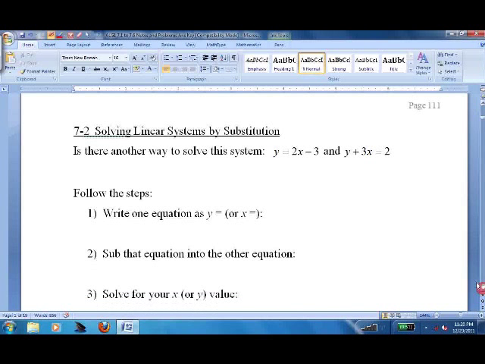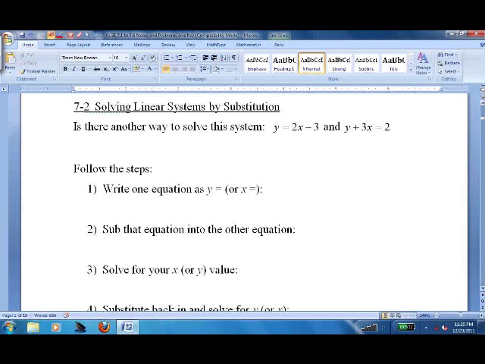Now that was graphically. Graph's nice. You can do it fairly quickly, but if it's not a perfect point, it's impossible to get a precise answer. So here's the second way we're going to try. It's called substitution. And we've set it up for you here with these two equations. And this is the equation we want to look at, because we have to write one equation as y equals or x equals. So that's our y equals 2x minus 3 equation.